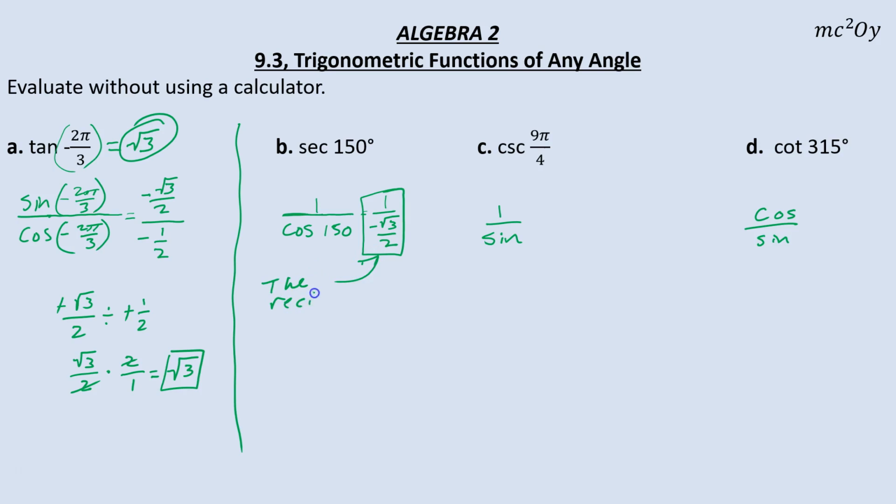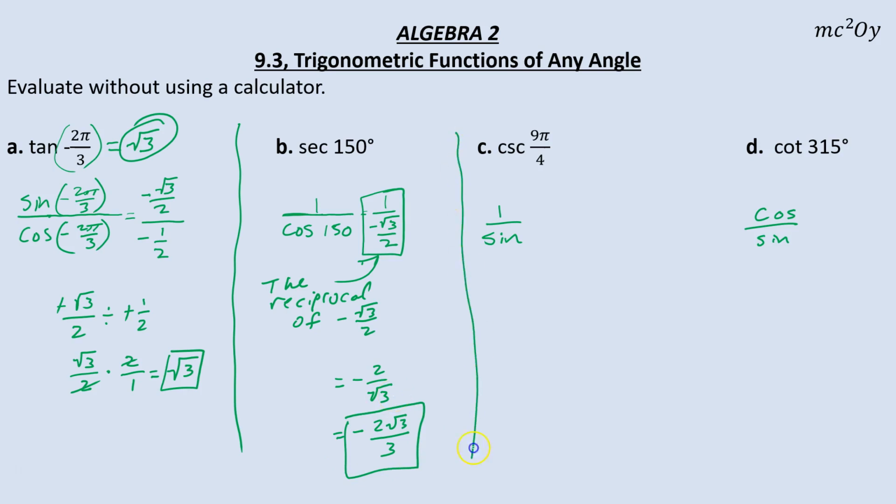1 over negative root 3 over 2, this just means the reciprocal of negative root 3 over 2. What is the reciprocal of negative root 3 over 2? Well, that is equal to negative 2 over root 3. You just flip it. That's what 1 divided by negative root 3 over 2 is. Then you have to rationalize. You have to get the root up there. So that becomes negative 2 root 3 over 3. Once again, if you don't know how to rationalize, like get that radical out of the denominator, you can talk to your teacher. But secant 150 is negative 2 root 3 over 3.